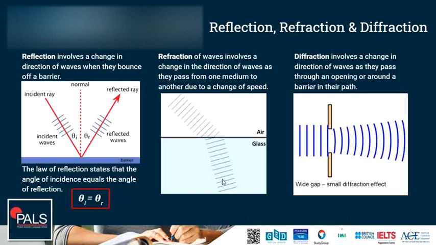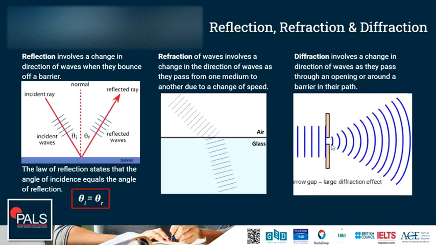Diffraction involves a change in direction of waves as they pass through an opening or around a barrier in their path. Here we can see a wide gap relative to the wavelength. The lines represent wave fronts, so the distance between two lines is equal to one wavelength. We can see that the gap is a lot bigger than one wavelength. If we make the gap smaller, the amount of diffraction increases. We get the most intense patterns of diffraction usually when the gap is about the same size as the wavelength.